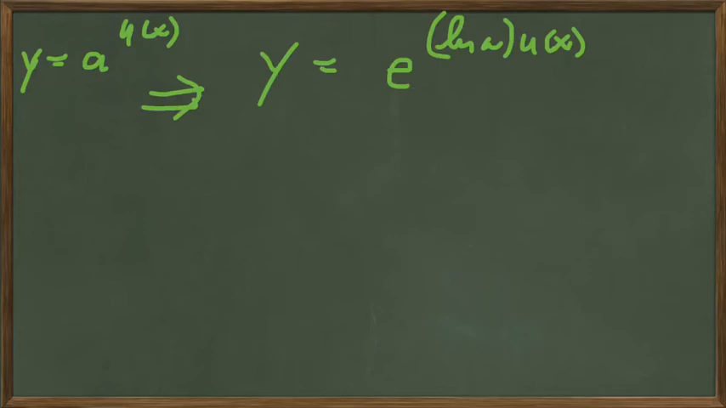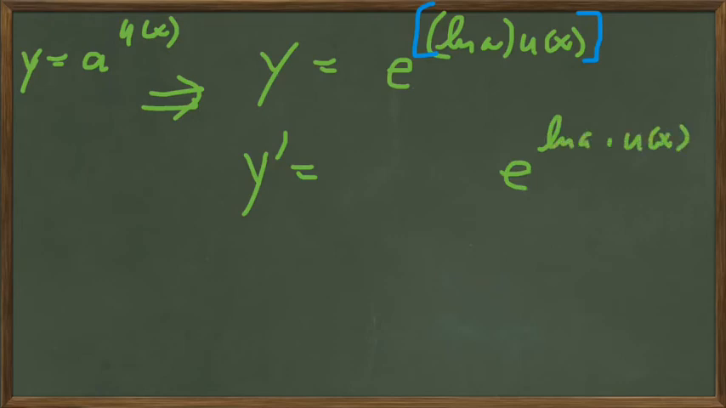So now we can differentiate it because we just have e to a power, so the derivative is going to be: y prime is the function itself, e to the ln a times u of x, times the derivative of that power. And what is the derivative of that power? By the product rule, if we call this f and this s, it's f s prime, which is ln a u prime of x, but then f prime is 0, so that's all we need.